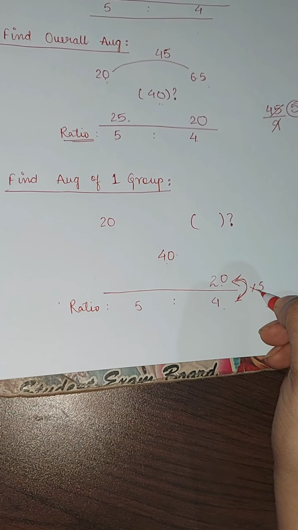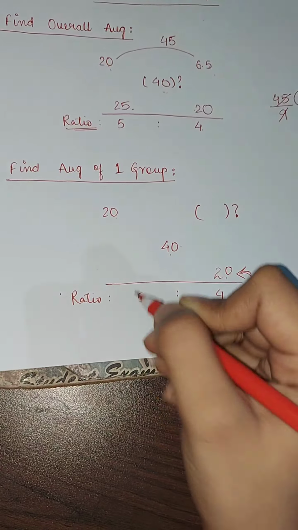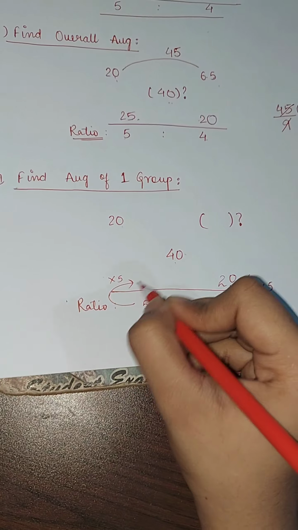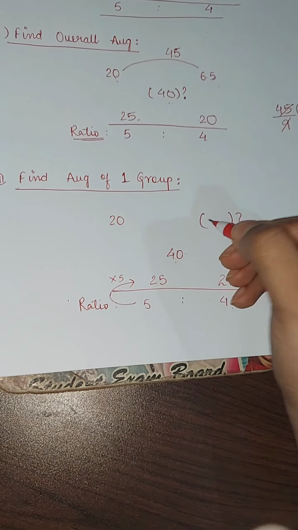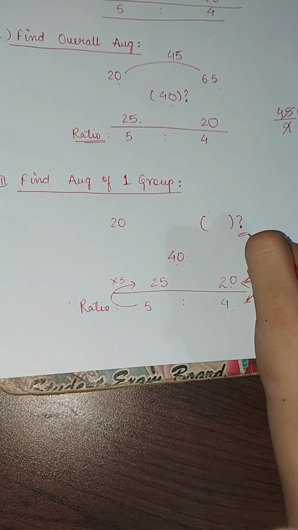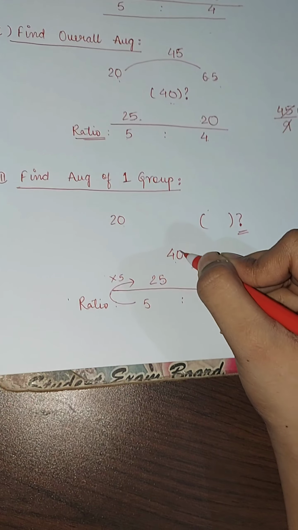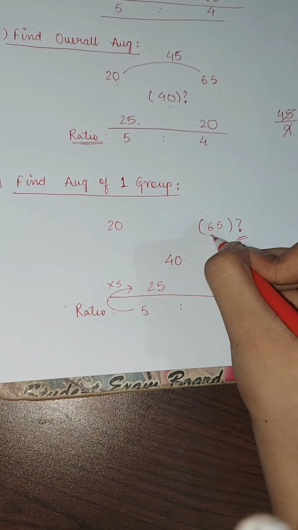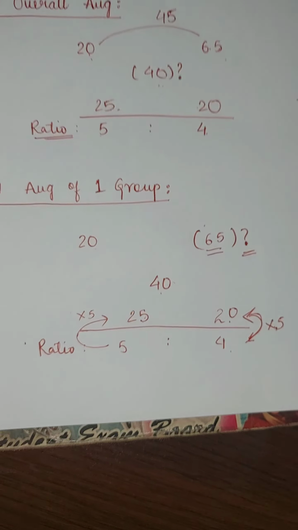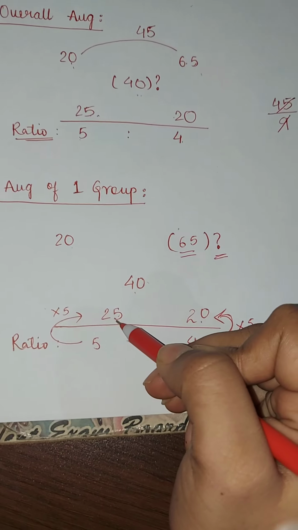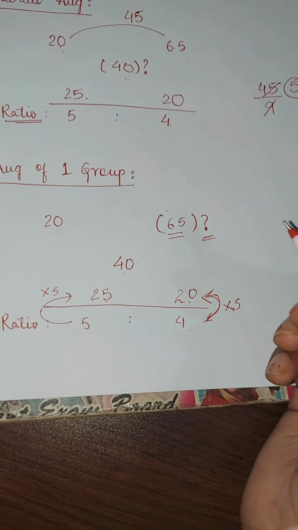If we multiplied by 5 on this side, then to balance we have to multiply by 5 on this side too, which will make 5 into 5, 25. And then to find the average of the second group, we simply have to add these two values, which will give 65. The question that can arise is, why did we add 40 plus 25? Why did we not subtract these two?